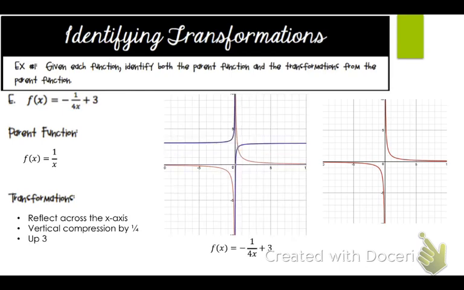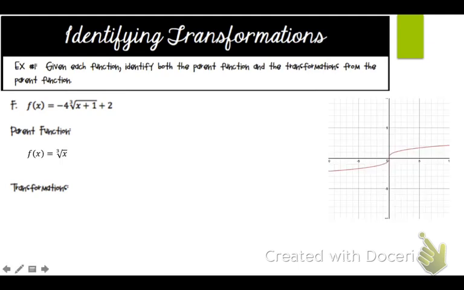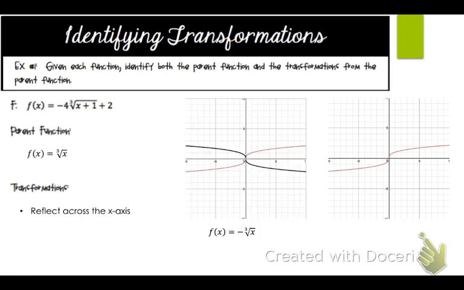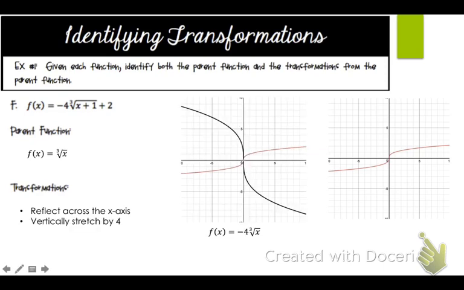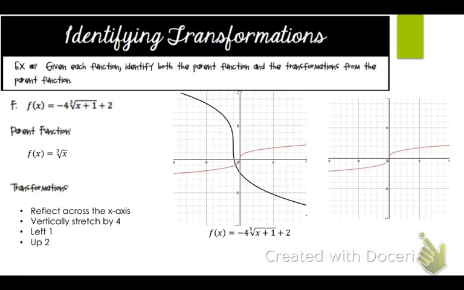Cool? This next one, so the parent function here is the cube root. And it's just that little weird shape right there. And then we're going to start left to right. So the negative reflects it across the x-axis. The 4 vertically stretches it by 4, so now it's all big. That plus 1 moves it left 1. That plus 2 moves it up 2. So this reflected across the x-axis, vertically stretched by 4, left 1, up 2. Okay?